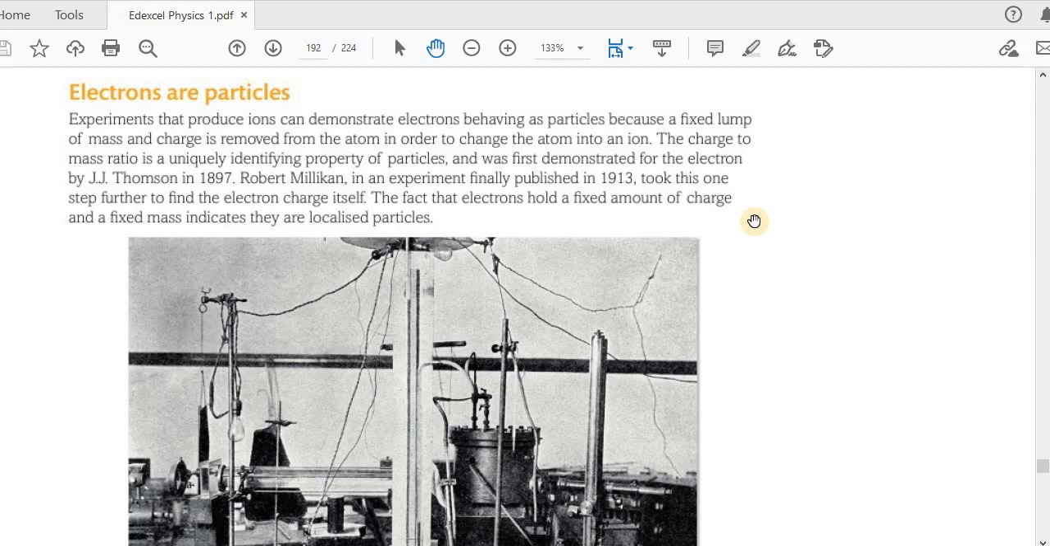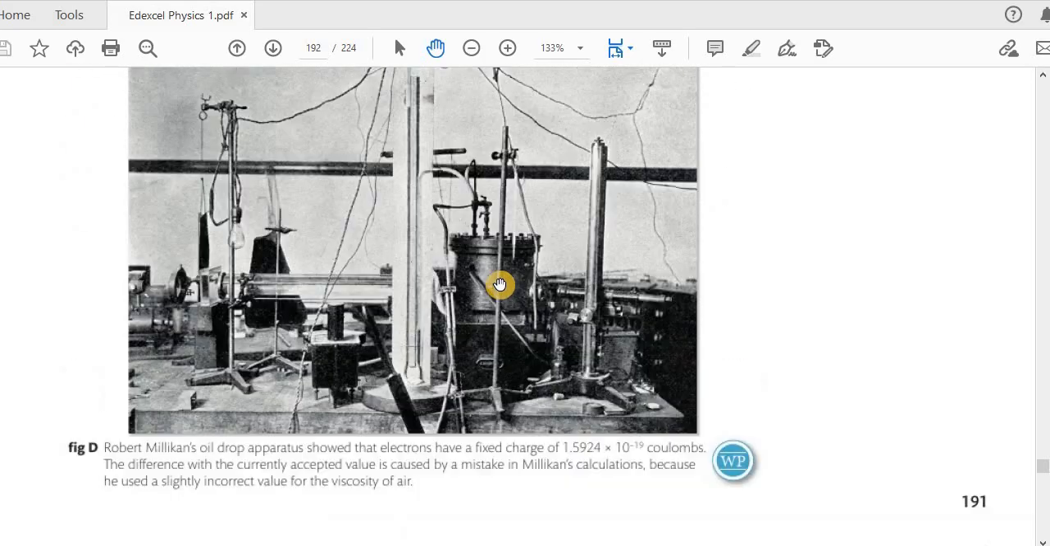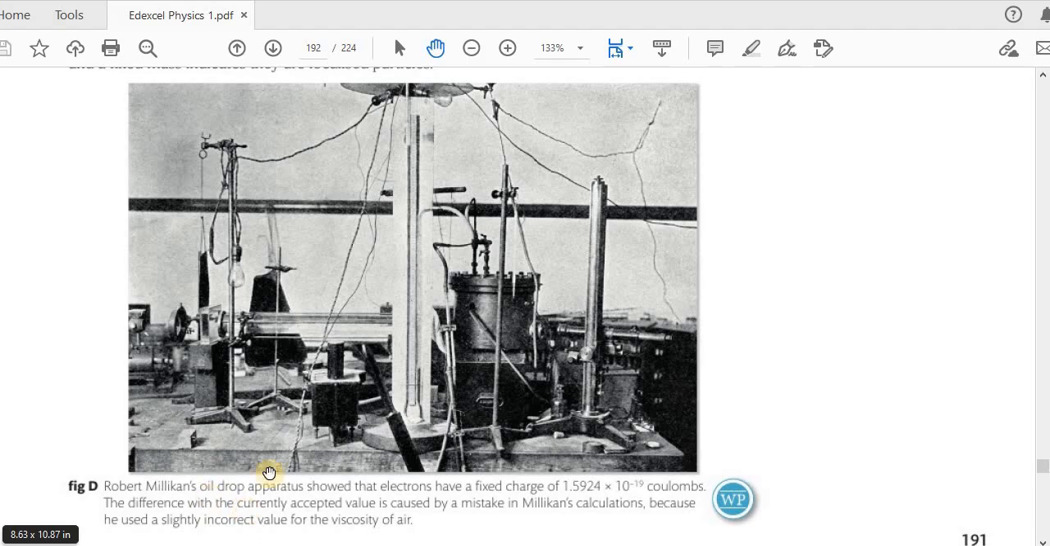It has to be either 2 times the charge of an electron, or 3 times if you consider a certain number of electrons. If you have 5 electrons, it will be 5 times the elementary charge. The fact that electrons hold a fixed amount of charge and a fixed mass indicates that they are localized particles. So the electron has a certain mass, and it also has a certain charge. You would have seen this in the O-level class, but this is just for additional information. You can go through this.